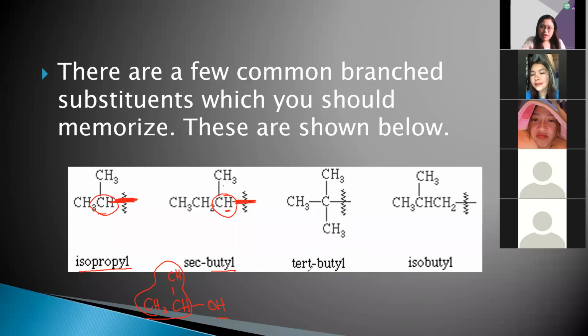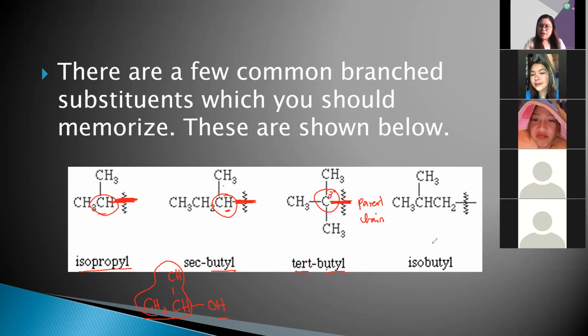And then we have the tert-butyl kasi 4 din na carbon pero you have a tertiary carbon here at the center and siya yung nakaband sa parent chain natin. So again, tert-butyl kasi tertiary carbon ito. Nakaband siya sa 3 other carbons. 4 carbons all in all, so tert-butyl.